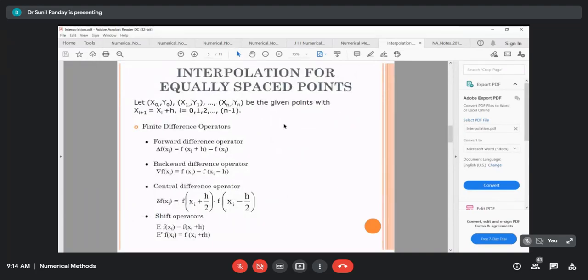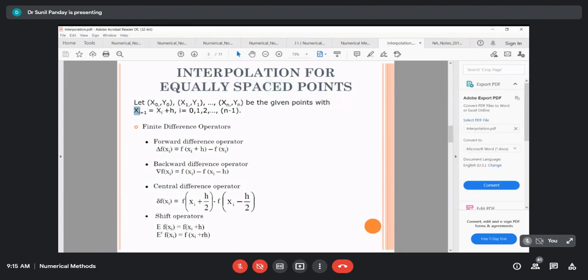So what are finite differences? If we have x naught, y naught, up to x n, y n, these n plus 1 data points, so if these are the xi's, x naught, x1, up to xn, and if these xi's are equally spaced, then we say that it is interpolation for equally spaced points.